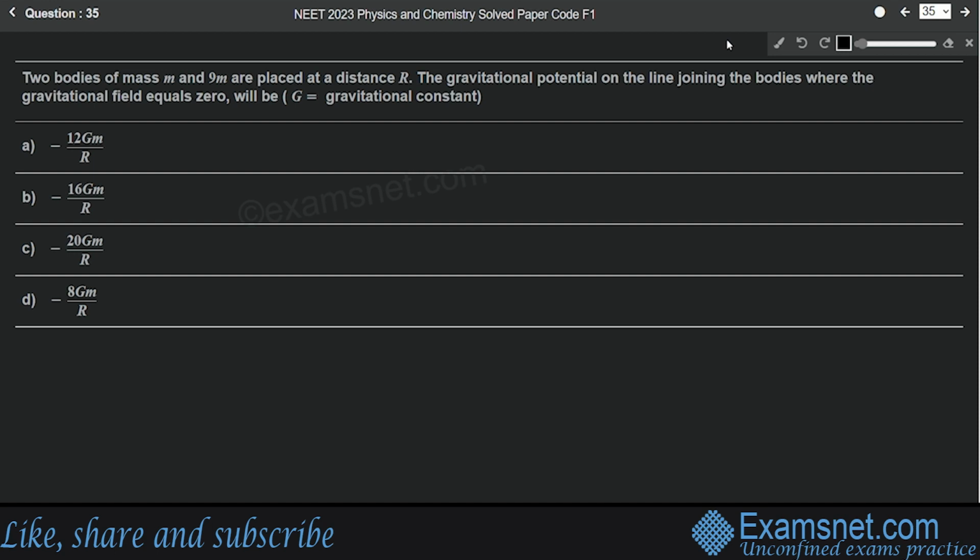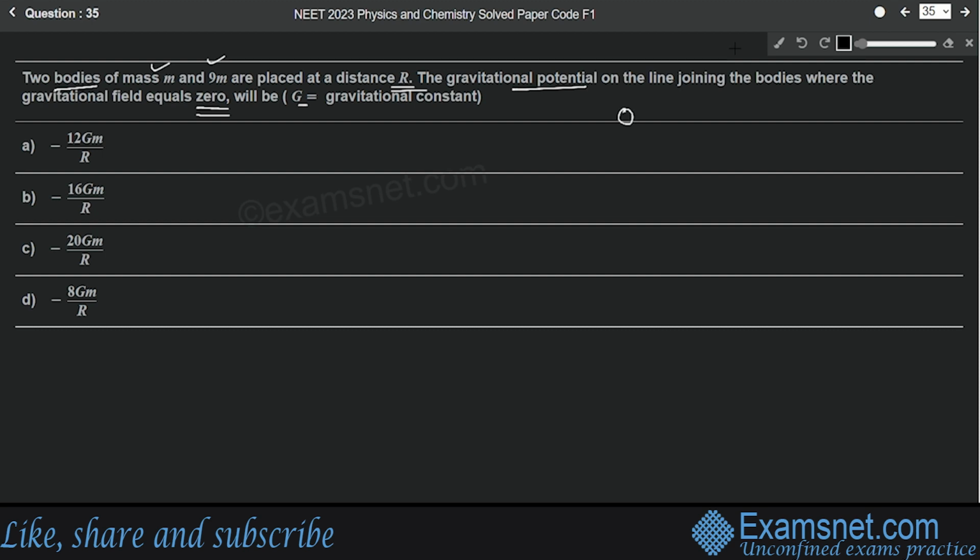Question number 35 is from the chapter Gravitation, and the question is, two bodies of mass m and 9m are placed at a distance r. The gravitational potential on the line joining the bodies where the gravitational field equals 0 will be. Okay, G is the gravitational constant.